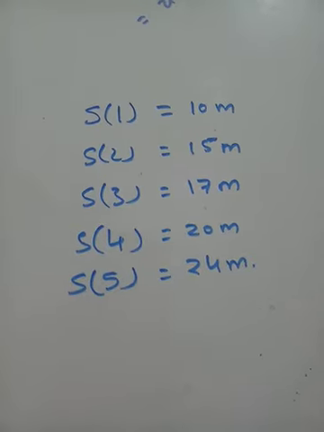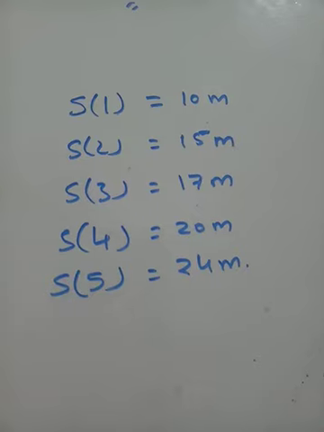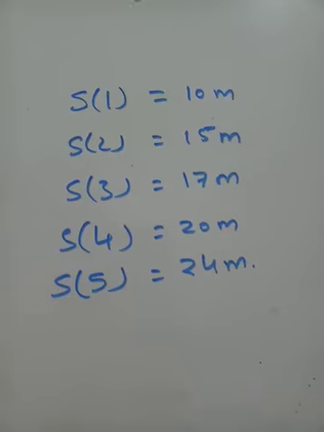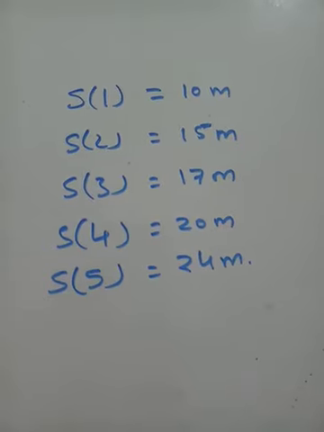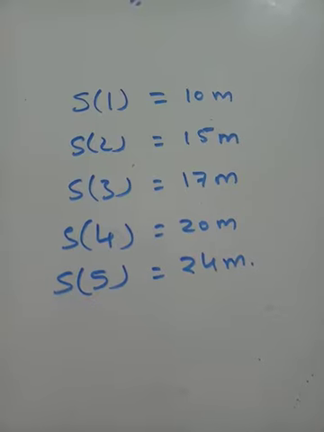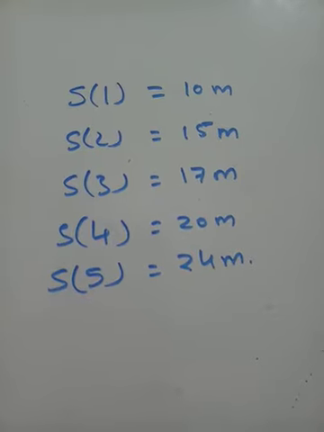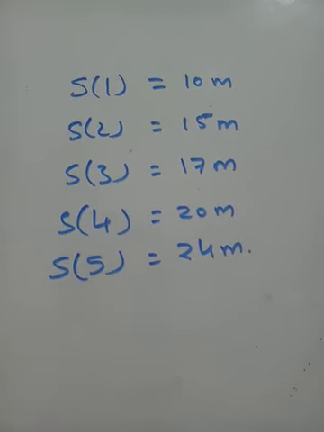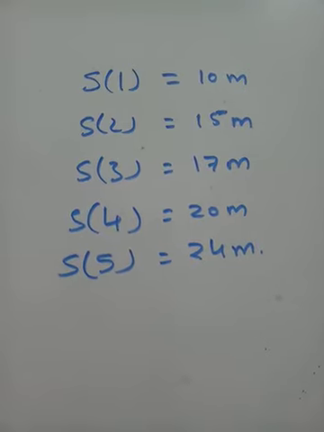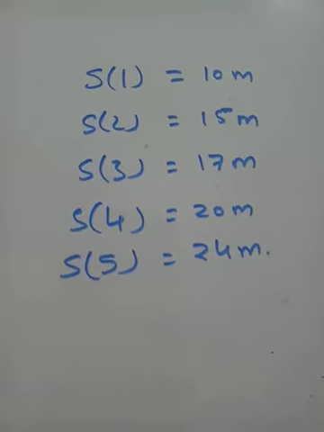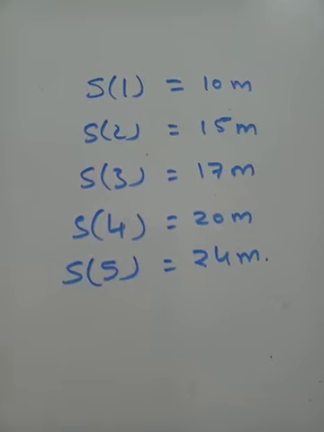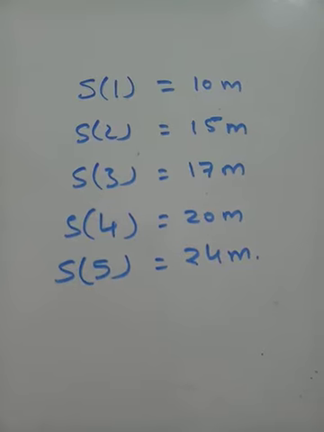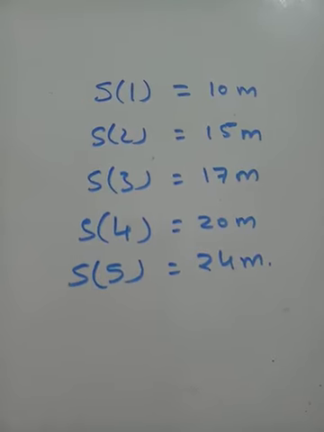Now again I am asking you, what is the distance covered by the body in 4 seconds? The answer is 20 meters. And now if I ask you, what is the distance covered by the body in the 4th second? If you say it is 3 meters, you are correct. Again for the last time, what is the distance covered by the body in 5 seconds? It is 24 meters. And what is the distance covered by the body in the 5th second only? The answer is, and this time you are correct, it is 4 meters.